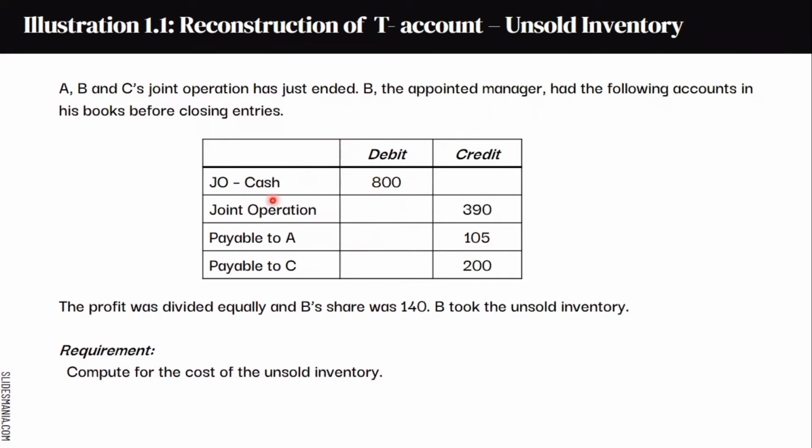So, debit JO cash. Tapos, joint operation account, naka-credit na 390. Tapos, payable to A na 105. And then, payable to C na 200. Ito po, itong payable to A and payable to C, personal accounts po yan. So, additional info. The profit was divided equally and B's share was 140. B took the unsold inventory. Ibig sabihin na ang share ni B sa profit ay 140 at yung cost ng hindi na itindang inventory is naka-charge daw kay B. So, requirement, compute for the cost of the unsold inventory.